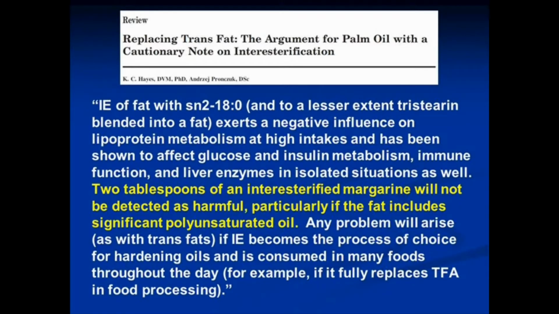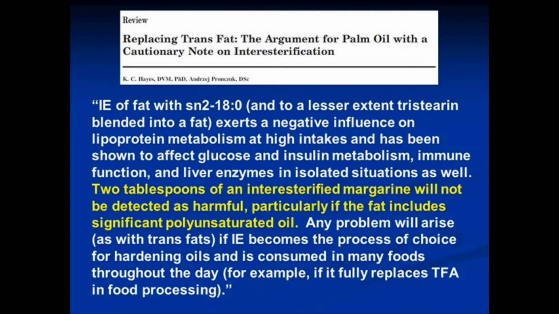For the other talk I'm going to give this afternoon, I went through Dr. Hayes' paper to look for data. It's a great review, a lot of information. I went through it, and finally got to the conclusion. I should have read the conclusion first. But I was looking for data. I was looking at all the studies. And Dr. Hayes' conclusion was that interesterification of fat with SN2 and 18:0 exerts a negative influence on lipoprotein metabolism at high intakes. It's been shown to affect glucose and insulin metabolism, immune function, and liver enzymes in isolated situations as well.